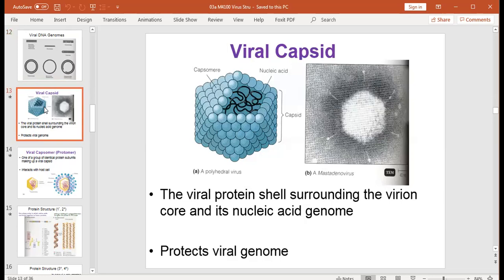Slide 13, viral capsid. Capsid is a protein shell that surrounds the virion core and nucleic acid genome of the virus. So it's basically a structure that protects the viral genome.